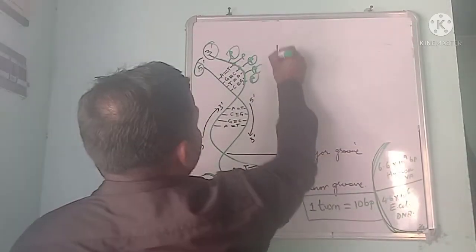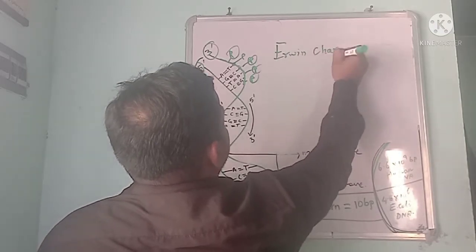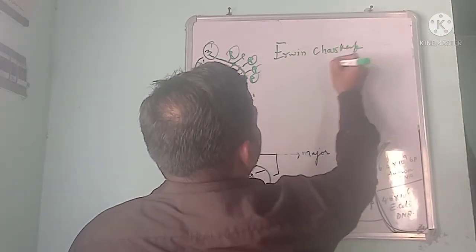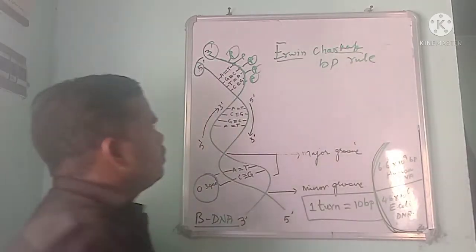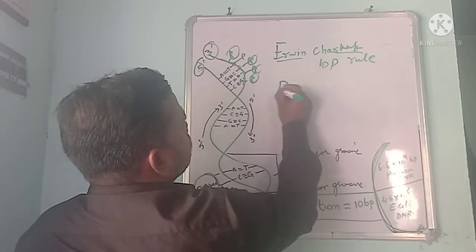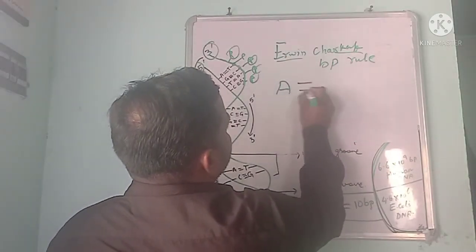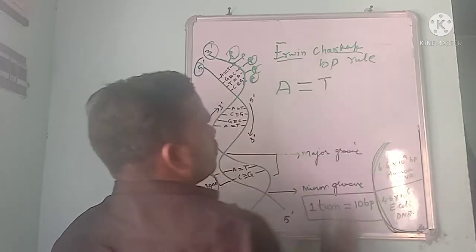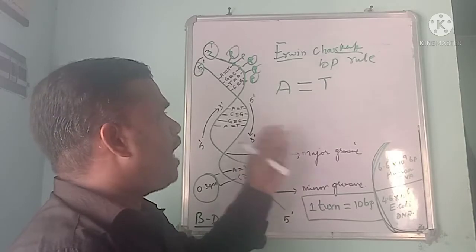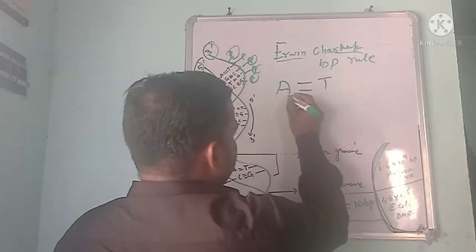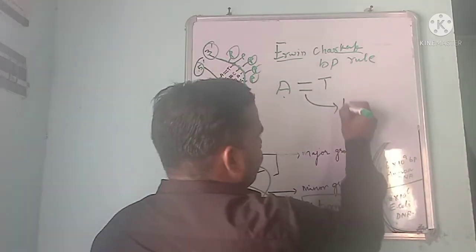Chargaff base pair rule. So this adenine is there, no? It's a purine, am I right? So adenine always binds to thymine. Adenine always binds with thymine, that is, it pairs with thymine. And this adenine and thymine are connected by the bond called hydrogen bond.